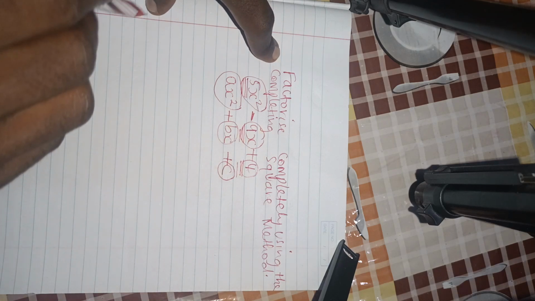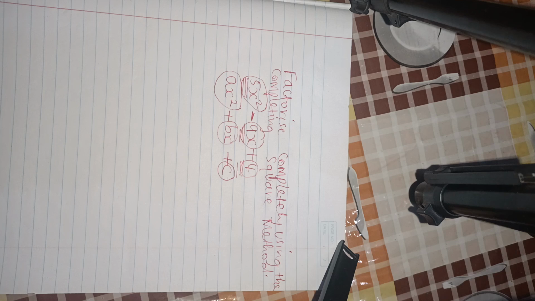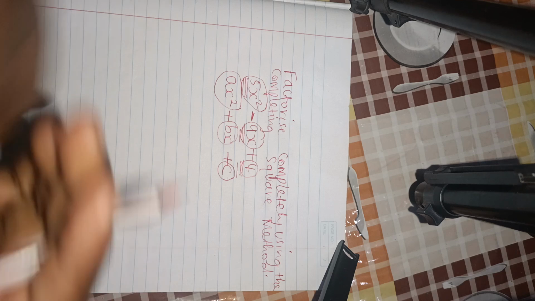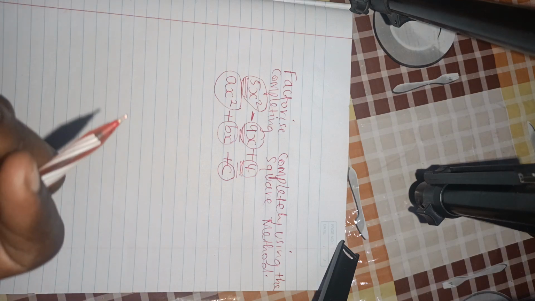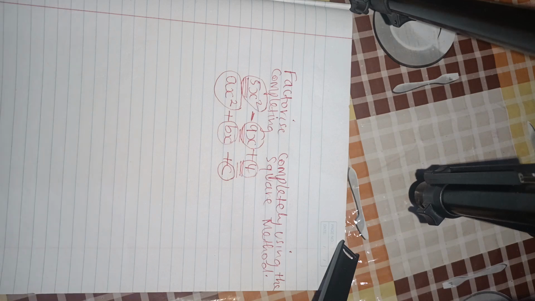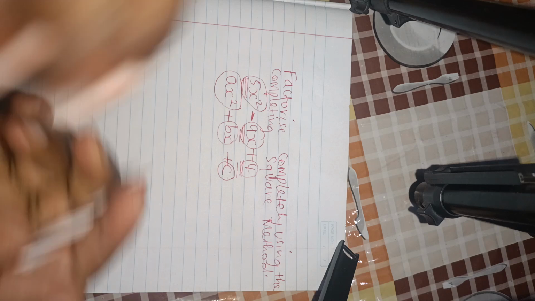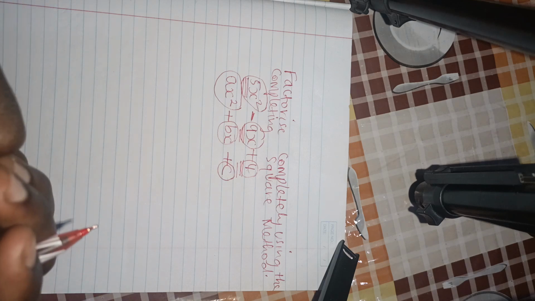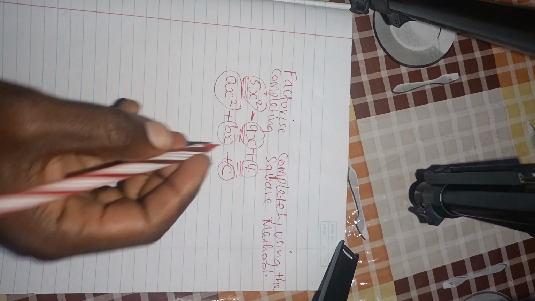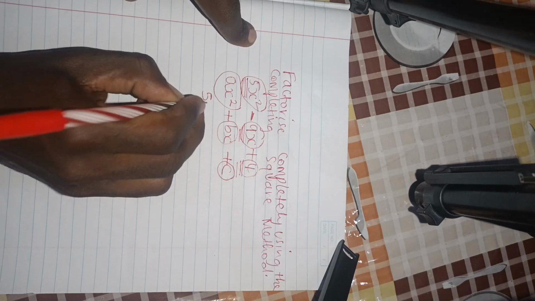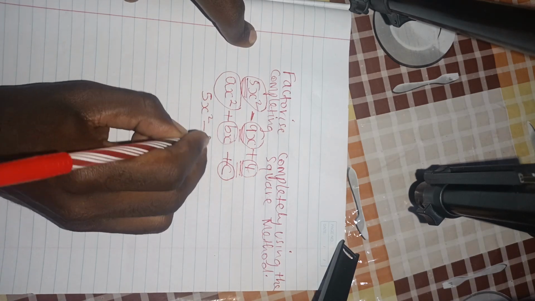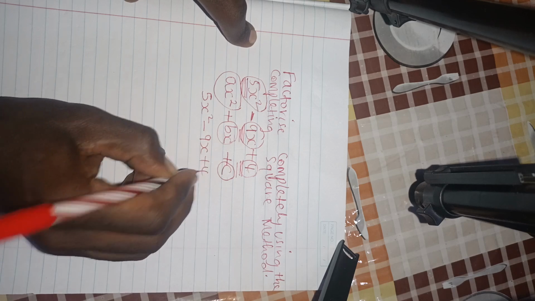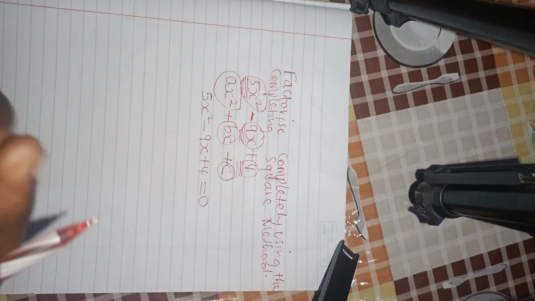So if someone asks you to use the completing square method, of course there are other methods like the quadratic formula. You can use the graphical solution. It's a method of also solving this same equation. Because of what the question demands us to use, we are going to restrict ourselves to that method. So 5x squared minus 9x plus 4 should be equal to 0.